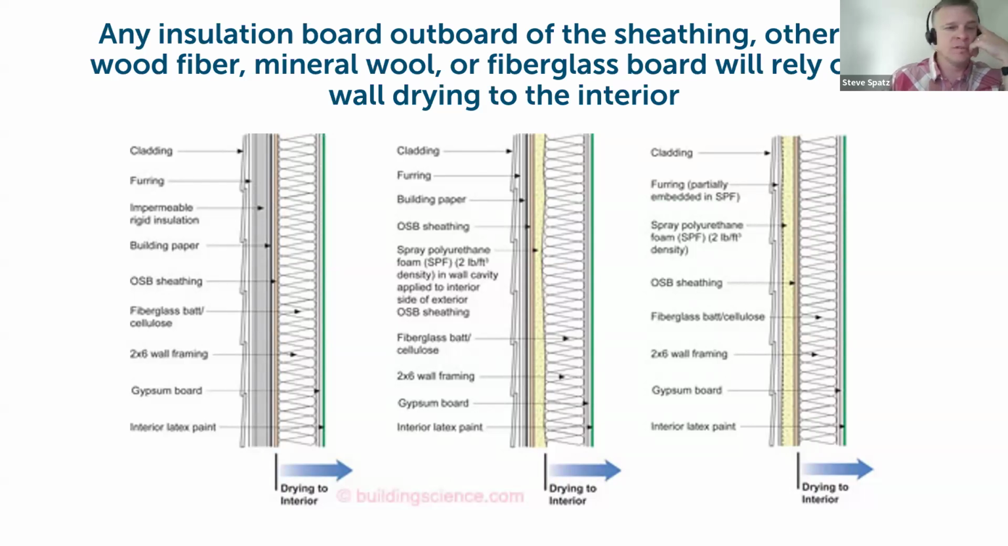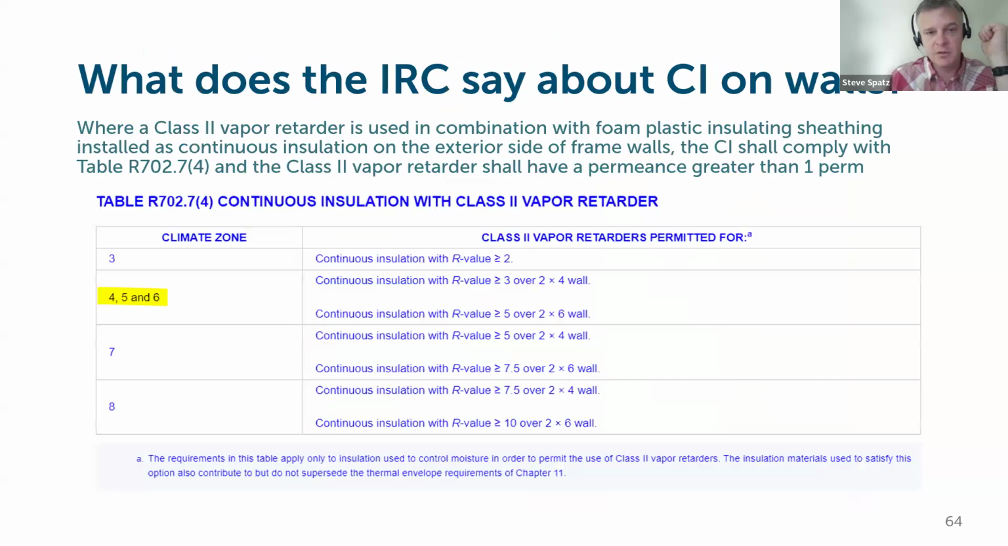If you're using wood fiber, mineral wool, or fiberglass board on the outside of your wall assemblies as your rigid insulation layer, and if you sheathe that wall with CDX or 1x material and you have an effective WRB integrated with that, that wall assembly will have good drying potential to the exterior and/or the interior as well, depending on what your choice is for vapor control.